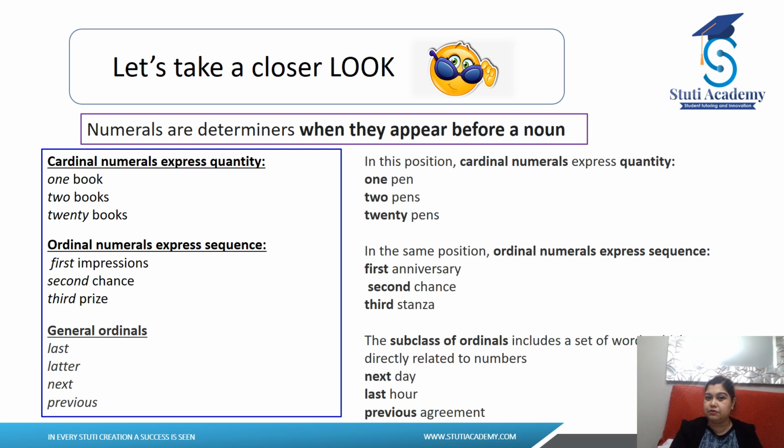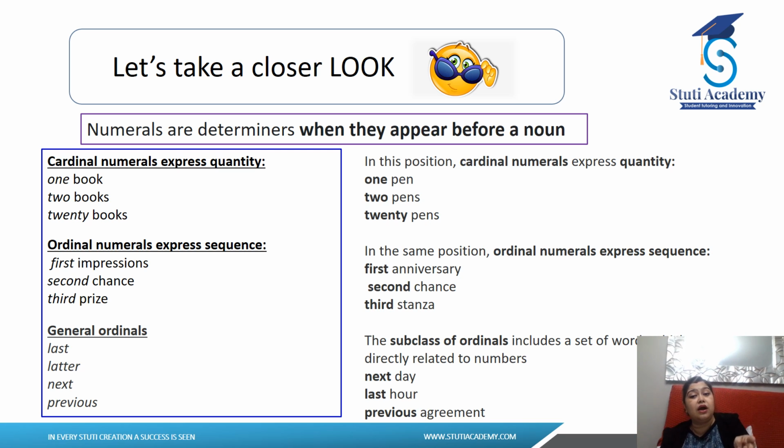Again, like we discussed before, cardinals, ordinals, but we also have general ordinals, which will talk about a generic thing. Nothing specific, but still they will tell you about the number. Now let's look at it how. Okay, as I told you before, for the cardinals we have 1, 2, 3, 4, 5 and so on. Ordinals we have first, second, third, fourth and so on.